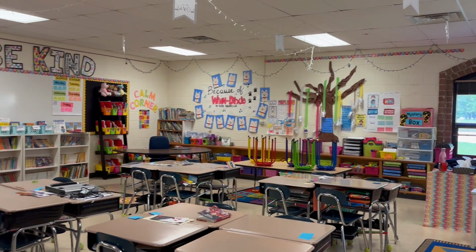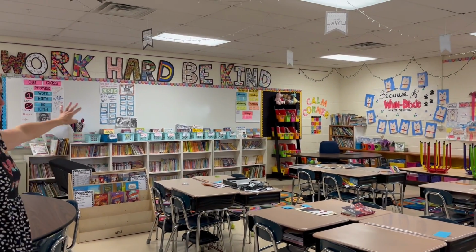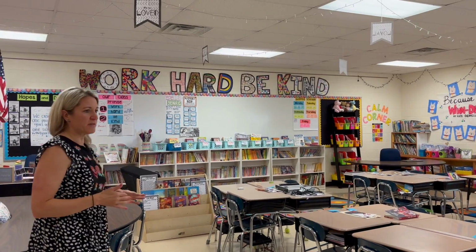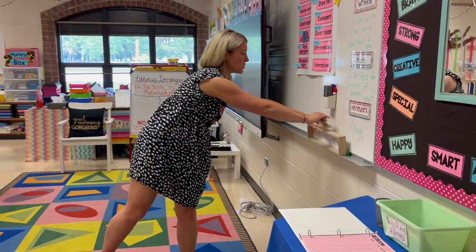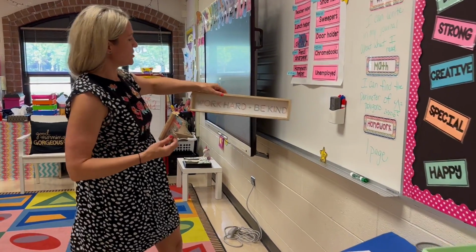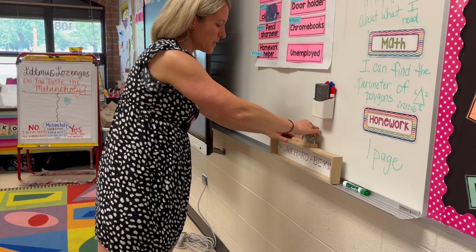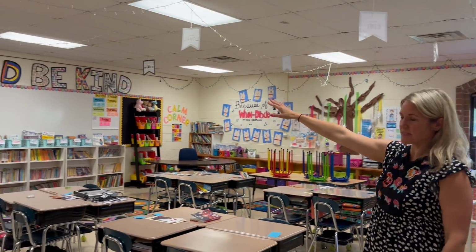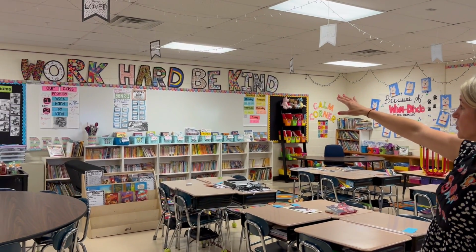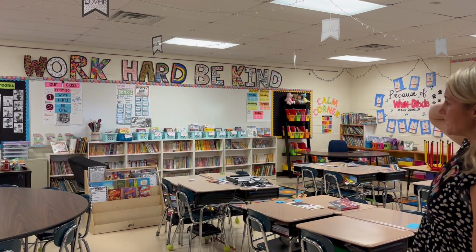We have our expectations posted in several spots in our classroom. So our expectations are also our school rules or our classroom rules, and they are work hard and be kind. So we have those posted just throughout the classroom. Up front, we have our big letters where the students helped us decorate those the first week of school that spell out work hard, be kind.